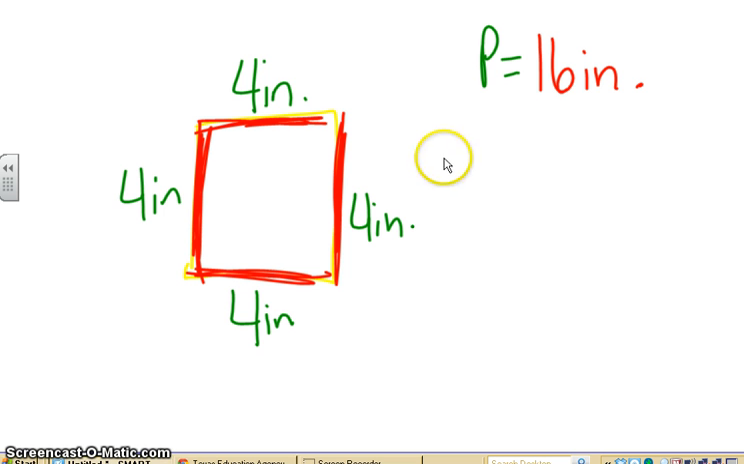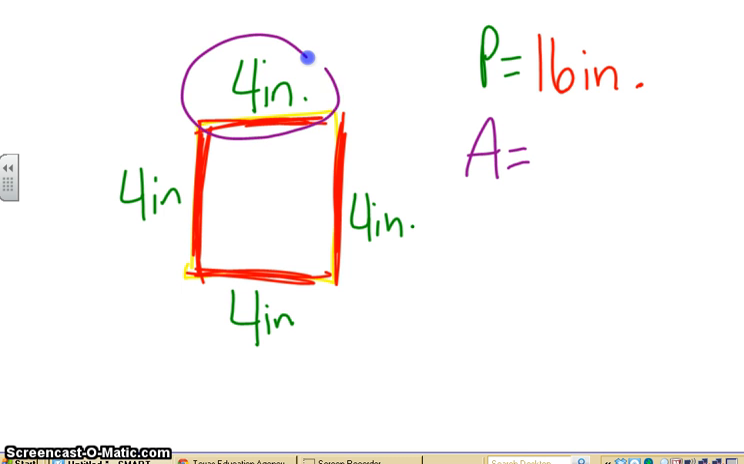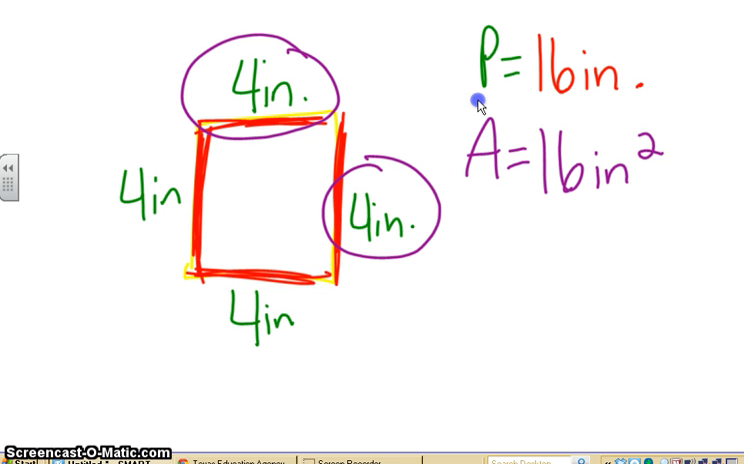Now if I wanted to find the area, remember that we said it's 1 length times 1 width, so I circle my 1 length, I circle my 1 width, and now I'm ready to find area. 4 times 4 is 16 inches squared. Now you see our perimeter and our area were the exact same number in this problem. But our perimeter is 16 inches, and our area is 16 inches squared because we had two numbers that we multiplied.